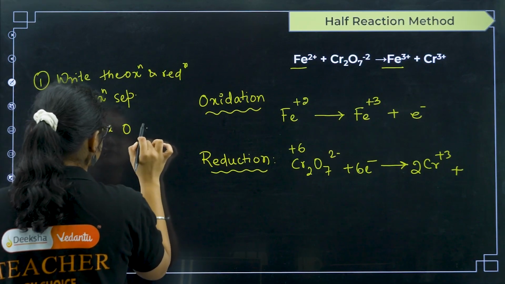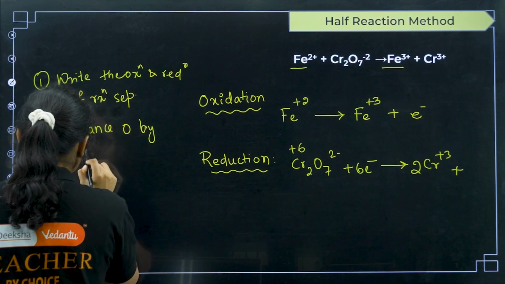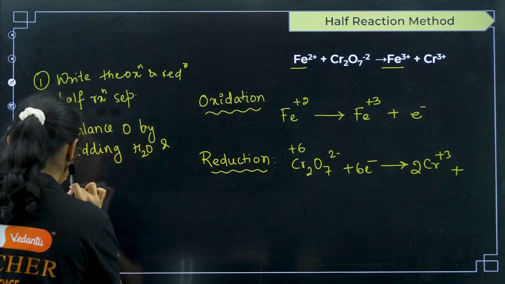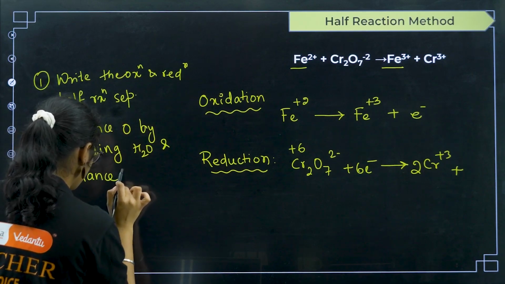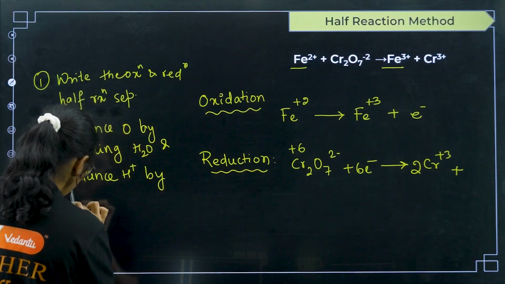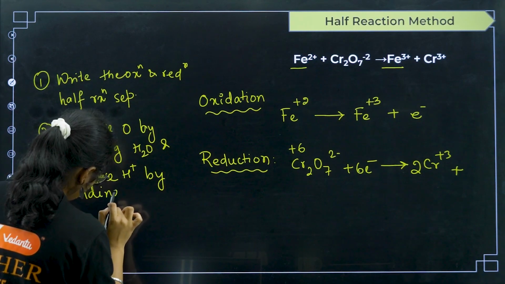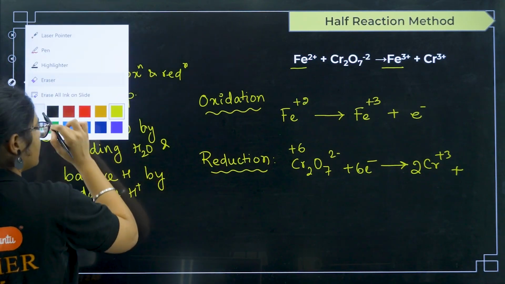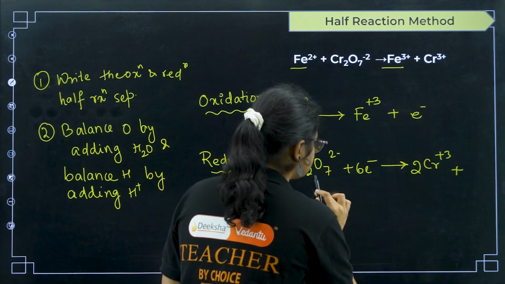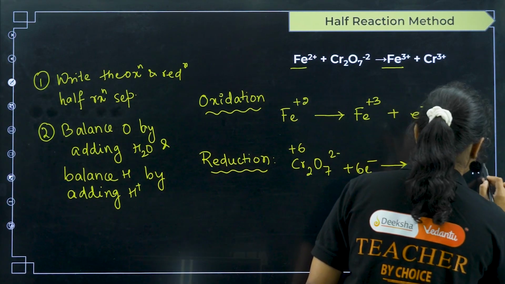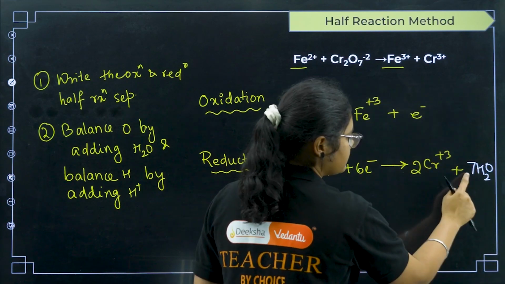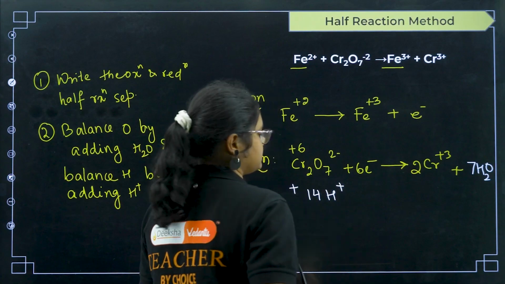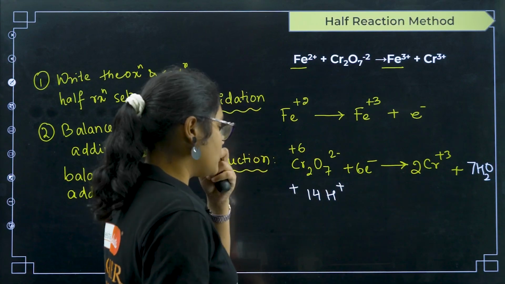Okay, balance oxygen by adding water, and balance H by adding H plus. So now you see there is 7 oxygen, so I will add 7 H2O this side. Okay, and because of that I got 14 H plus, so this one will become 14 H plus. Clear?